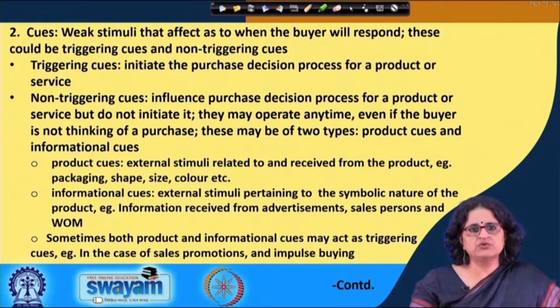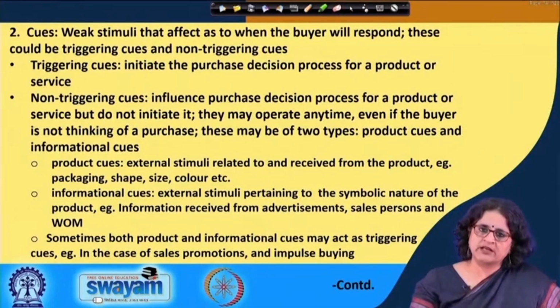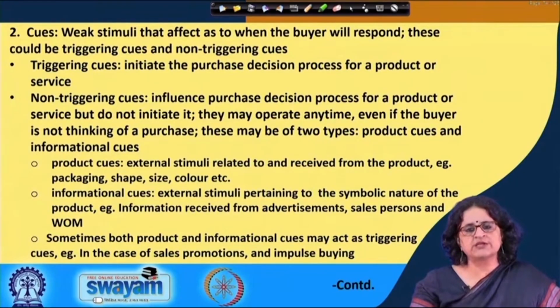Non-triggering cues are those which will influence the decision process anytime, but they will not initiate it. They may operate at any point in time, even when the buyer is not thinking of a purchase, and these non-triggering cues could be categorized into two, which are product cues and informational cues. Now, what are product cues? Product cues are external stimuli related to and received from the product.